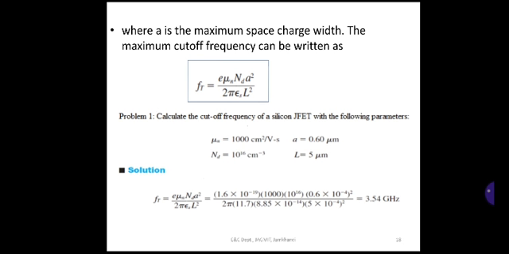So 1.6 into 10 to the power minus 19 into 1000 into 10 to the power 16 into (0.6 into 10 to the power minus 4) square, divided by 2 pi into 11.7 into 8.85 into 10 to the power minus 14 into (5 into 10 to the power minus 4) square. If you calculate this, you'll get 3.54 gigahertz. This is the required cutoff frequency of a silicon JFET.